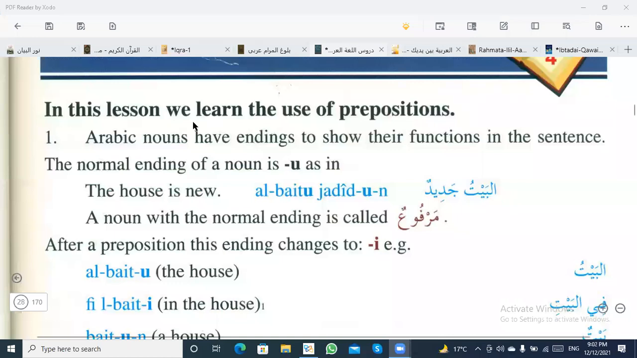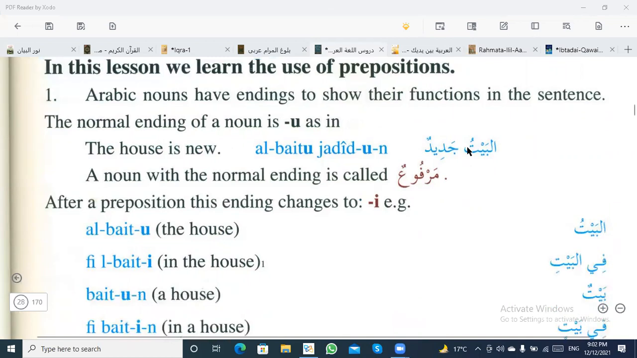In this lesson, we learn the use of prepositions. Arabic nouns have endings to show their functions in the sentence. The normal ending of a noun is u, as in the house is new, al-baytu jadidun. A noun with a normal ending is called marfu'un. This is the al-baytu noun, dhamma, marfu'un.